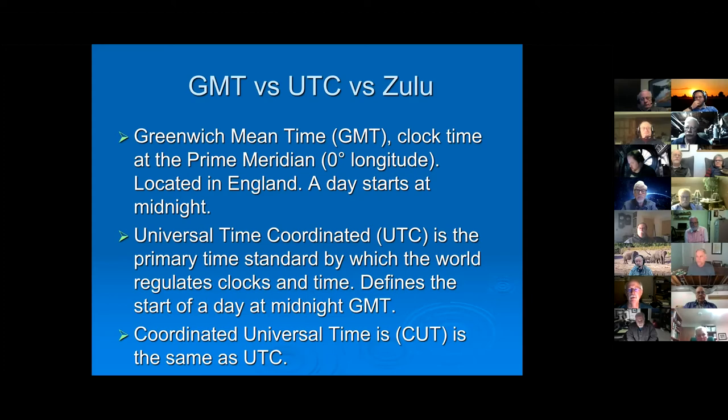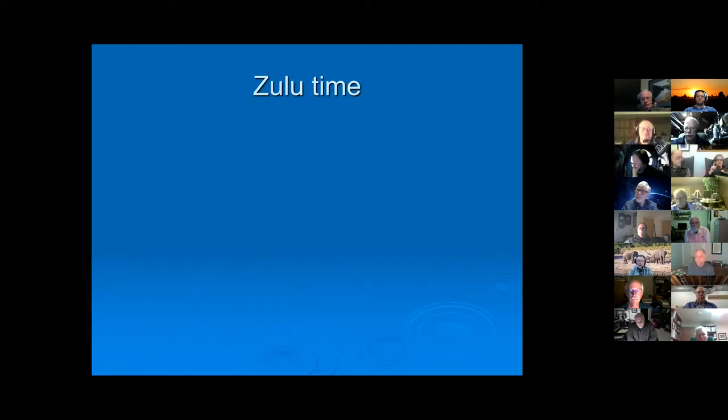So all three of these, GMT, UTC, and CUT, really reference the same place on Earth. It's just that UTC comes up with all the standards that we use on how things work around the world. Yeah, the WWV voice announcements all mention Coordinated Universal Time. Yep.